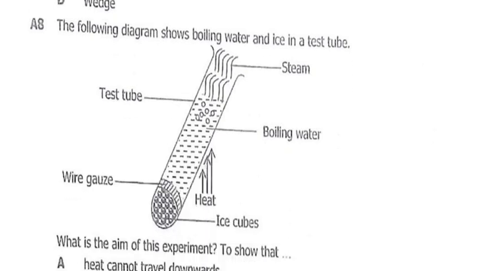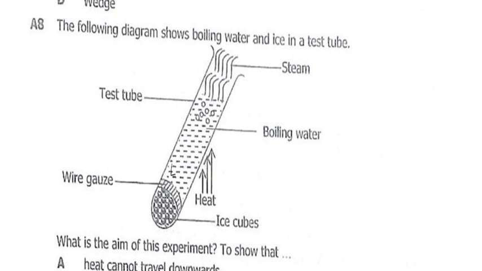The following diagram shows boiling water and ice in a test tube. What is the aim of this experiment? Look at what is happening here. We have a wire gauze here, we have ice cubes, then you apply heat there. We have a test tube, then boiling water. Water is able to boil, whilst the ice cubes have not yet melted.